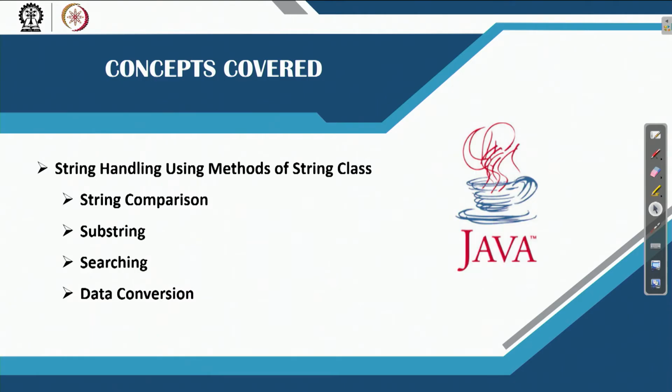Those are there to handle strings. They are namely string comparison, how we can compare two strings, how to create a substring, how to search some part of the string in a string, and finally the conversion. This is very important because data of any type can be converted to string. Also a string can be converted to data of any primitive type. So, these are data conversion, and the methods defined in class String will be discussed in this video lecture.